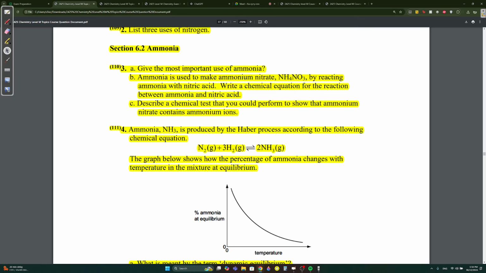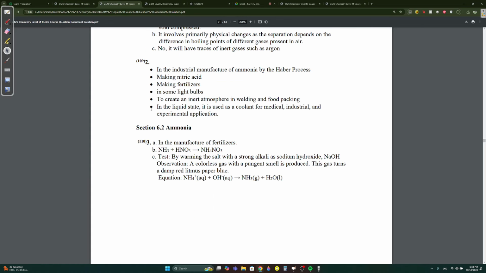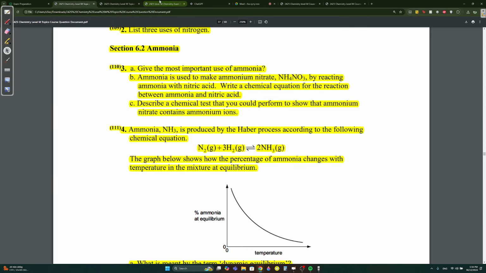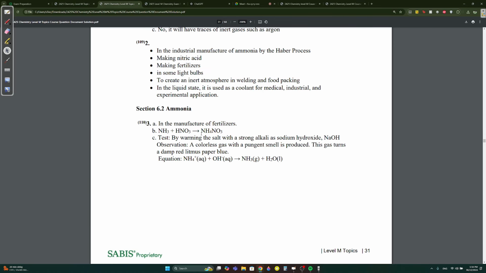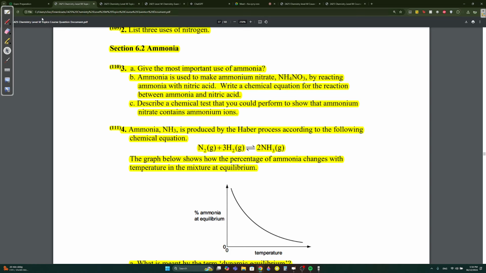Write a chemical equation for the reaction between ammonia and nitric acid. Obviously, just add them together. NH3 ammonia plus nitric acid. Nitric acid is HNO3 for those who don't know, but for those who know, it's HNO3. So you're going to get NH4NO3.